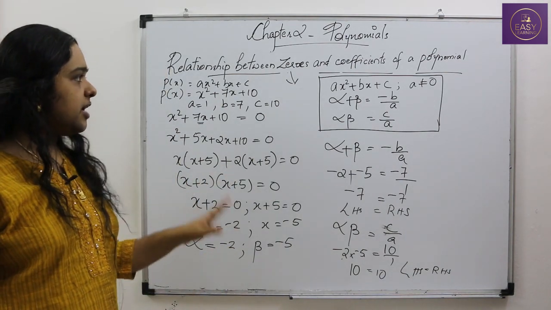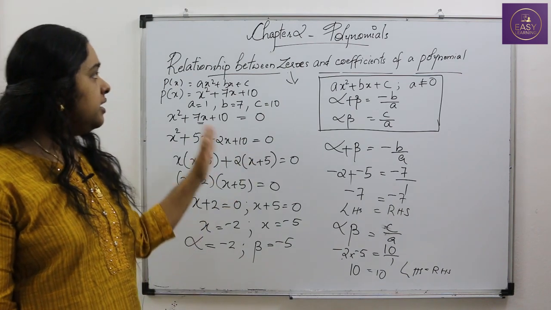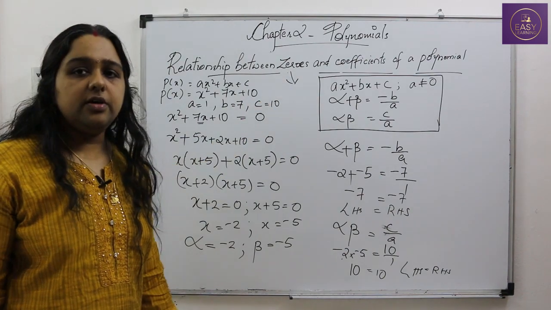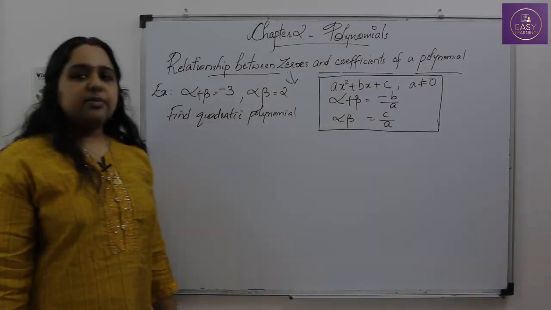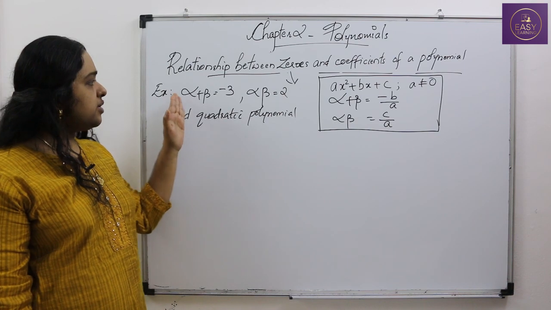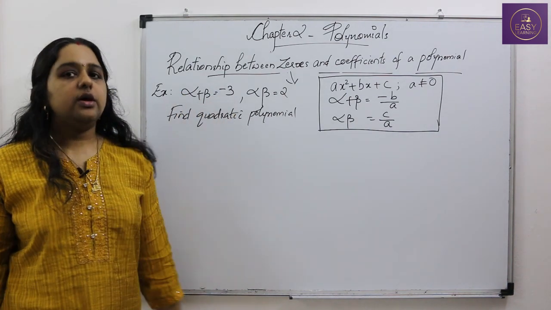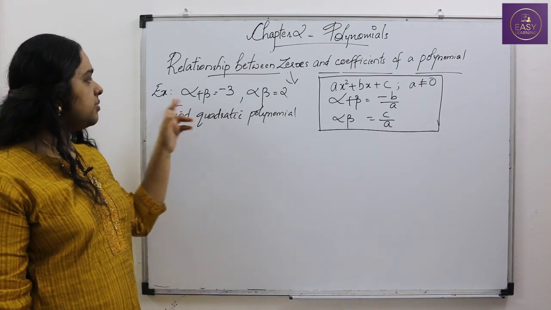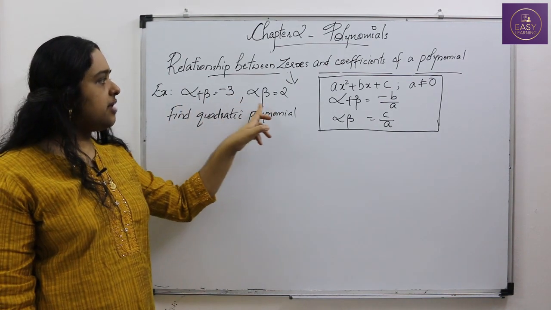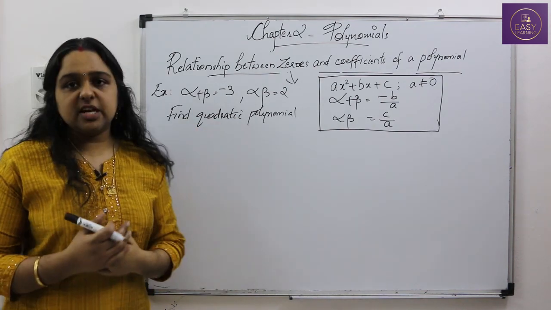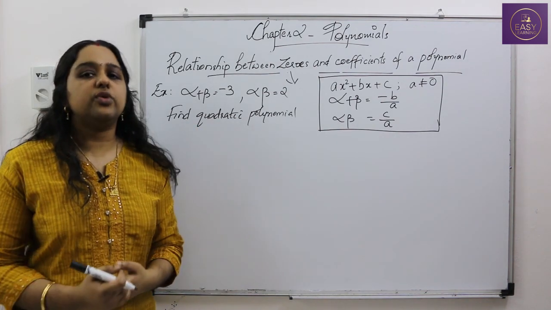Okay, this is the way we have to do. We have to understand the relationship between zeros and coefficients of a polynomial. Sometimes we will be given the values of the sum of zeros and product of zeros in your exam. For example, alpha plus beta equals minus 3 and alpha beta equals 2. We need to write the quadratic polynomial. How can we do that?